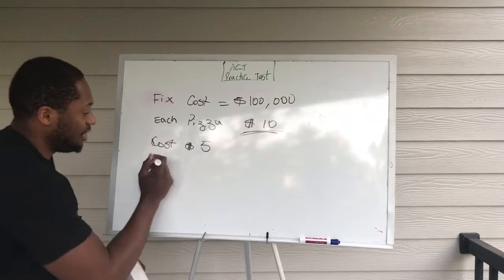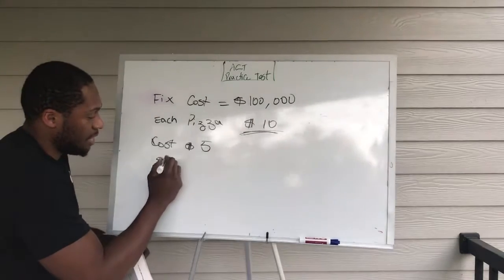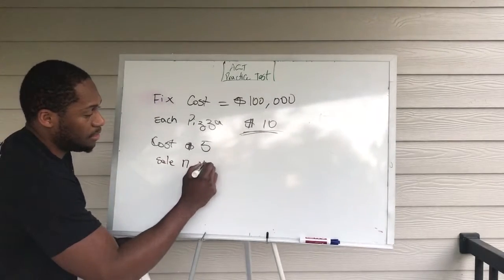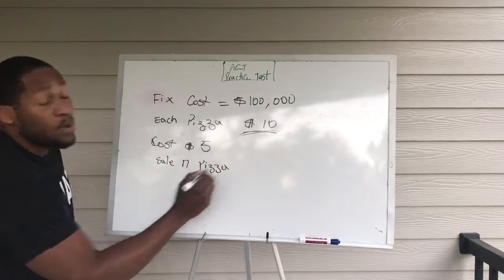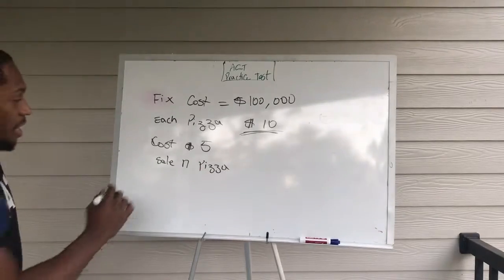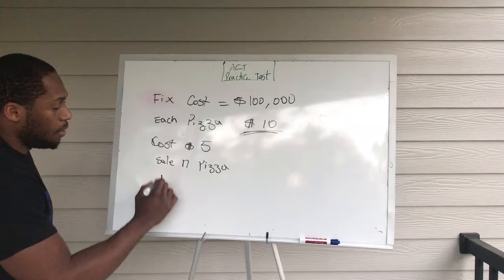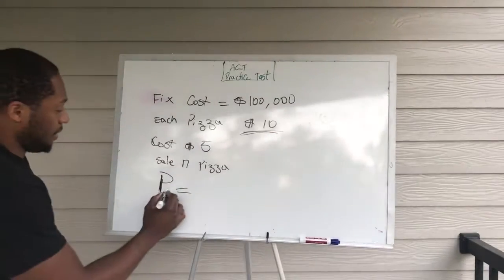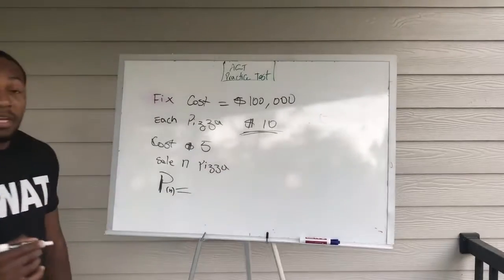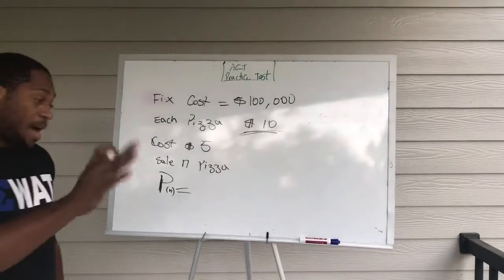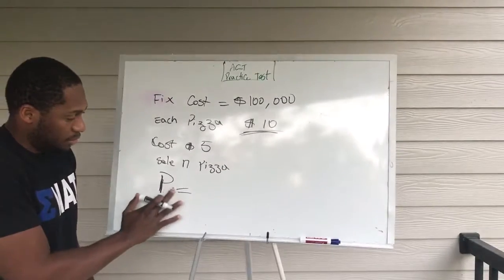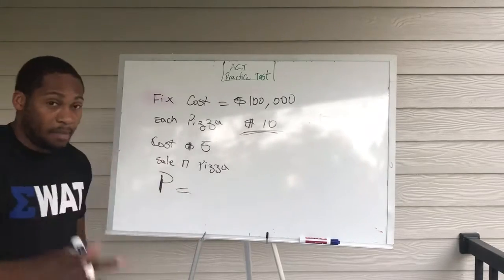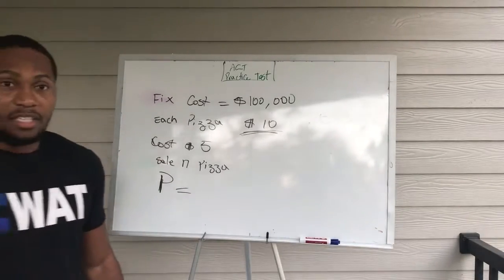So it says Jack sells n pizza. So we want to know, what is the profit? Let's call P the profit. It's going to be in terms of n. So the profit would be how much money Jack makes selling these pizzas.